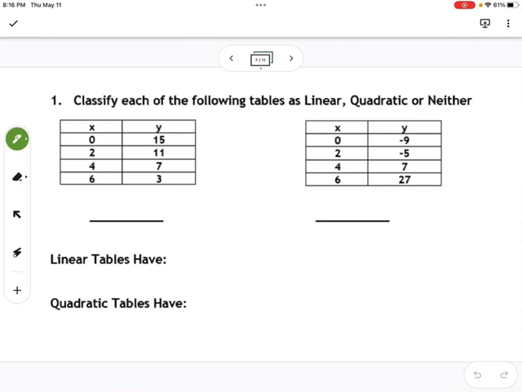We can also see what the difference is between a linear and quadratic model. Looking at this slide here, classify each of the following tables as linear, quadratic, or neither. We want to look at our first differences.